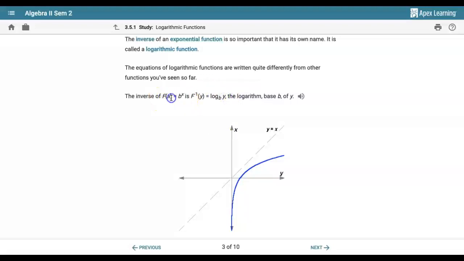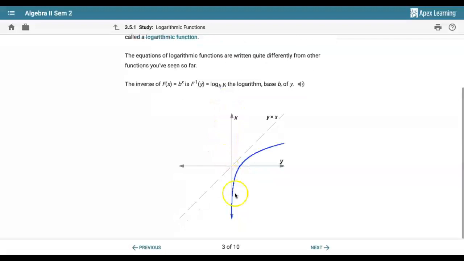Remember, if we have f of x, this is like saying y. So f of x is equal to b to the x, which is equal to our y value. When we take the inverse, we can flip our x and our y values and then solve. So we have f inverse of y is equal to log base b of y. And as you saw here, it's going to have this shape.